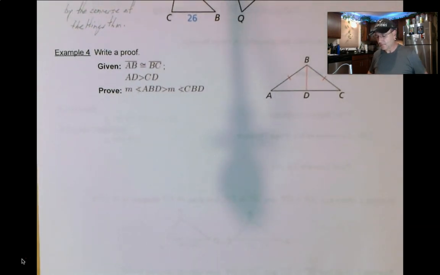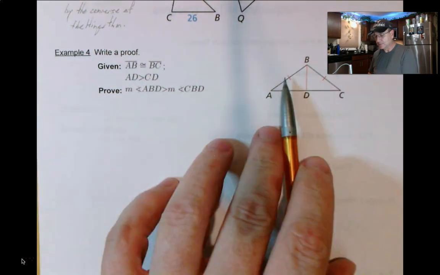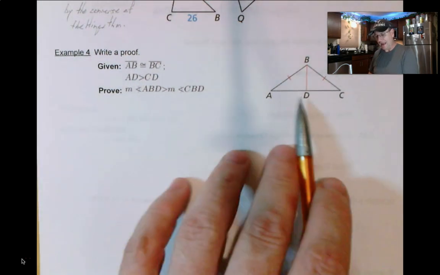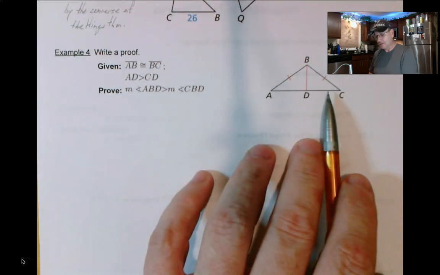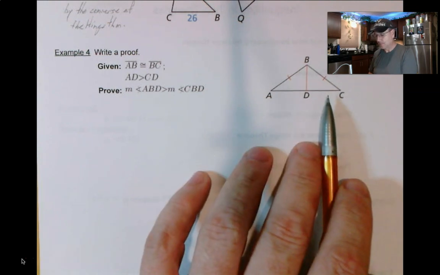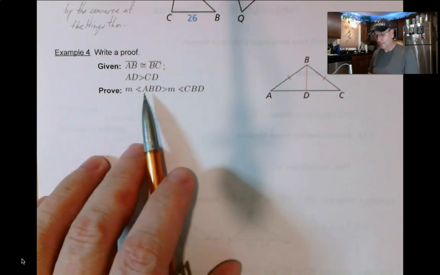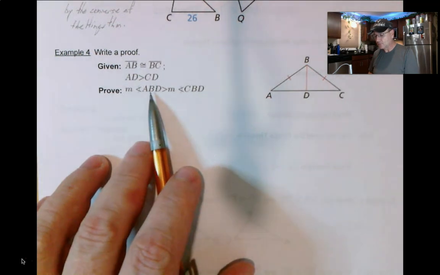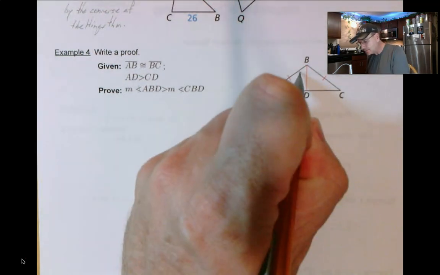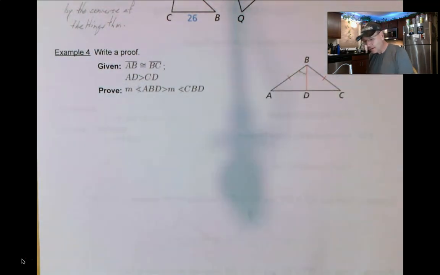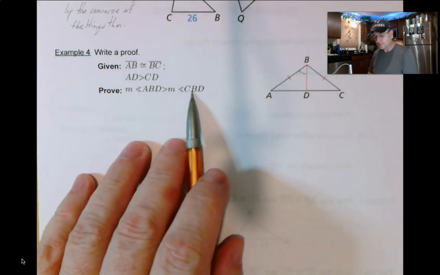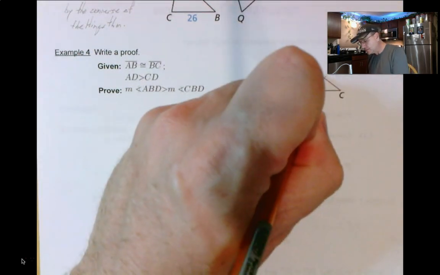Okay, example 4. I want to write a proof. So we're given that AB is congruent to BC. We're given that AD is bigger than CD. Okay, and we want to prove that the measure of angle ABD, this one right here, is going to be bigger than the measure of angle CBD right here.